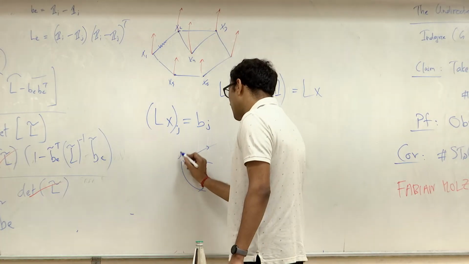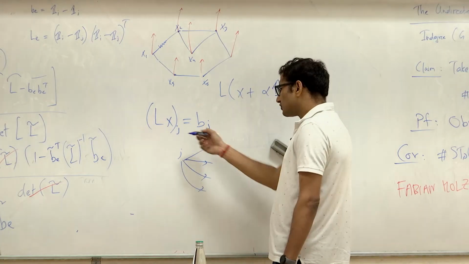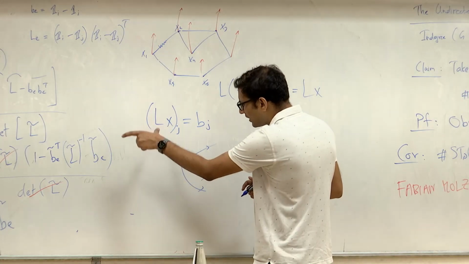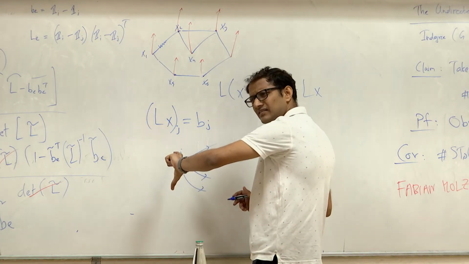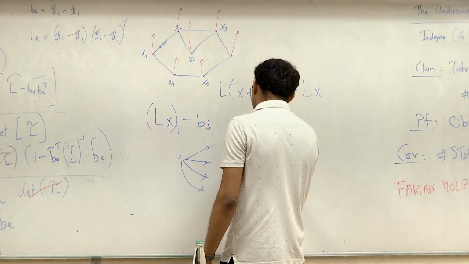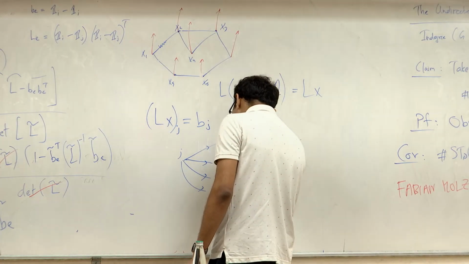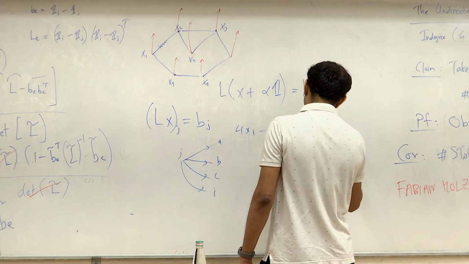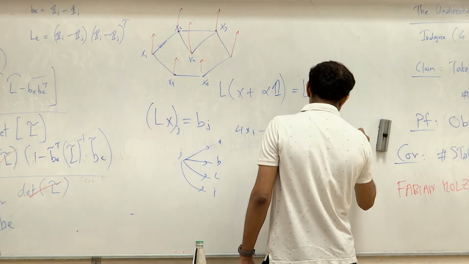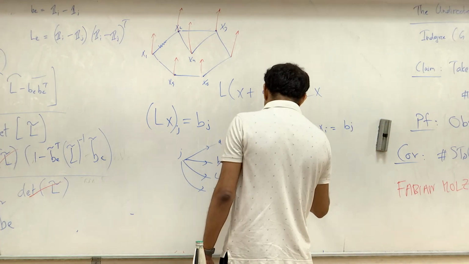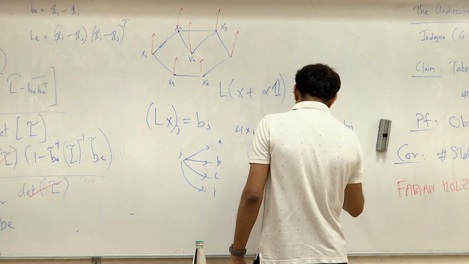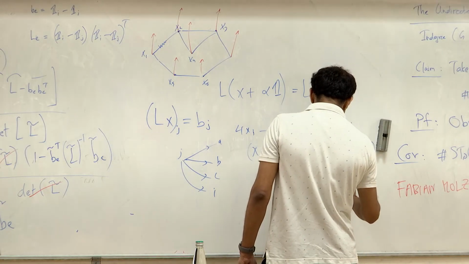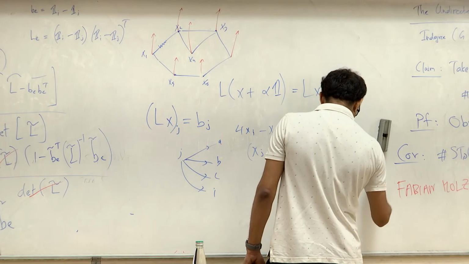So imagine that I have a vertex j, and its degree is 4. If you look at the matrix vector computation corresponding to the jth row, I am multiplying the jth row with all of x. What you will see is something like 4xj minus xa minus xb minus xc minus xi equal to bj. I can write this as xj minus xa plus xj minus xb plus xj minus xc plus xj minus xi equal to bj.